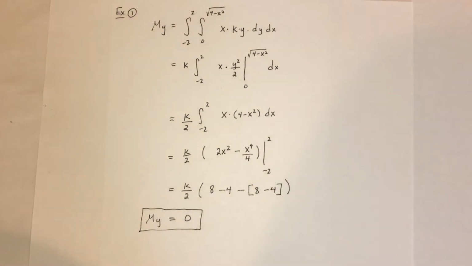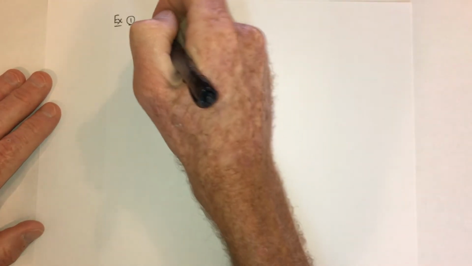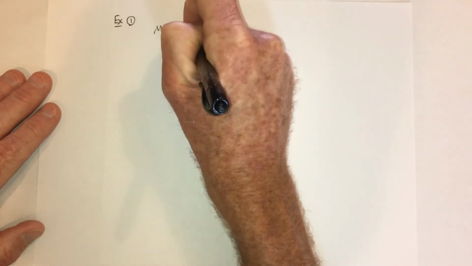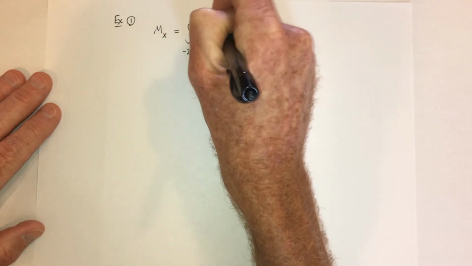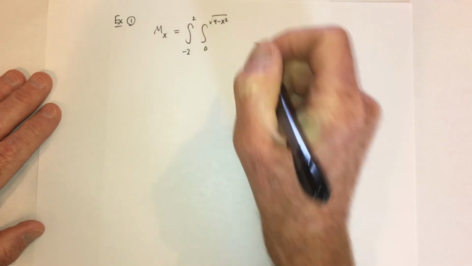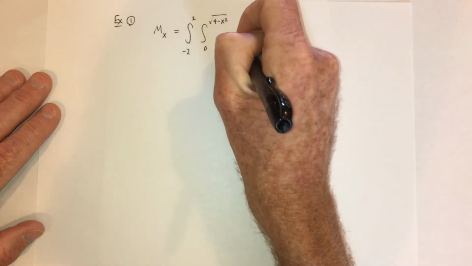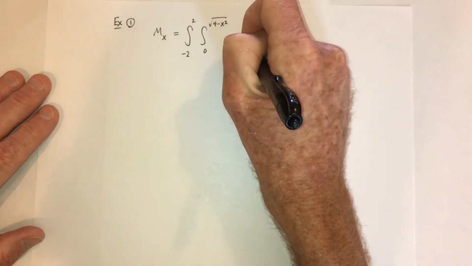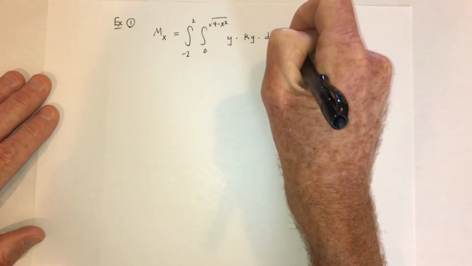So the next integral is going to be the moment about the x-axis. So for example number 1, continued some more. The moment about the x-axis will be the same double integral, except when this says moment about the x-axis, then you need to multiply by an extra y. And then there would be the density function, and then I'm going to go dy dx.